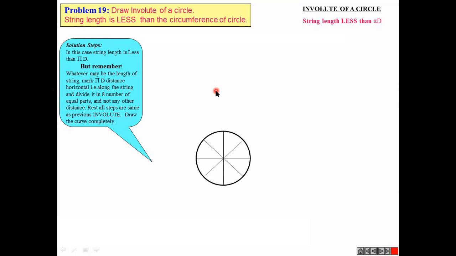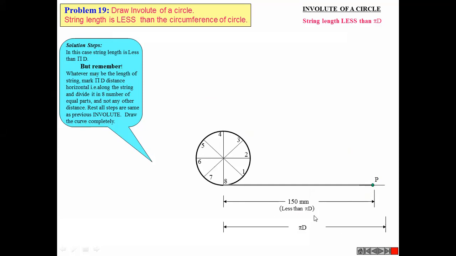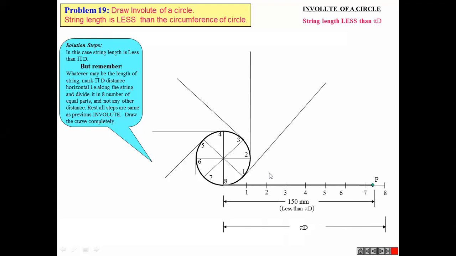Circle into 8 equal parts, name them, give one horizontal line, then that is less than, that is actual. This P shows the actual point, okay, actual length, but we have this pi d, so we will divide this pi d into 8 equal parts like this. Fine. Again, the same procedure. Tangent from 1, 2, 3, 4, 5, 7, 6, 8, all fine.